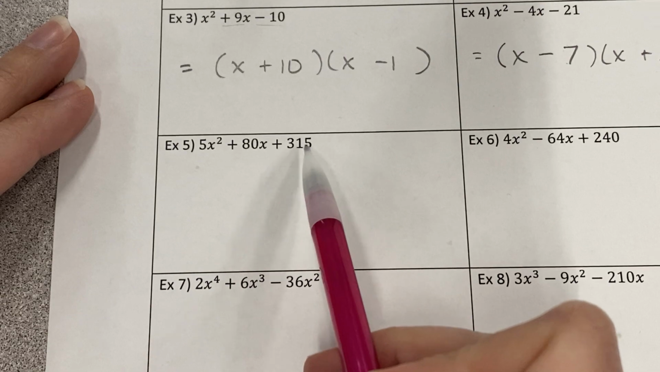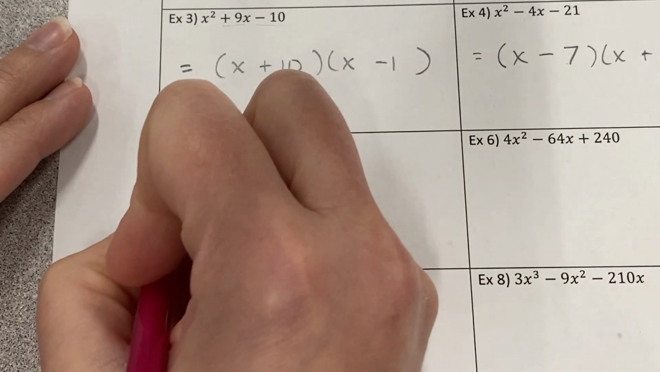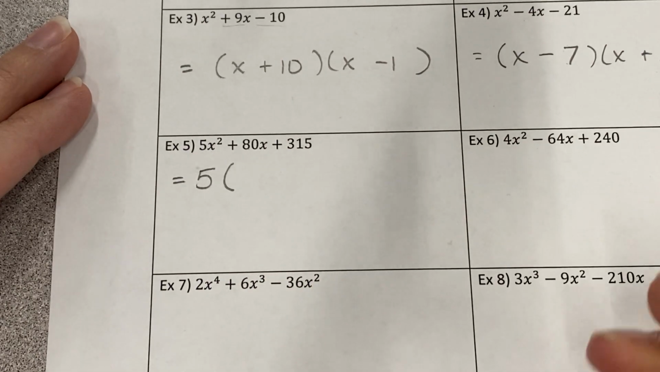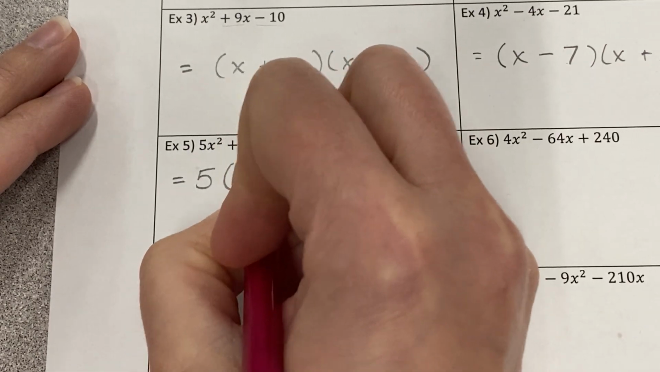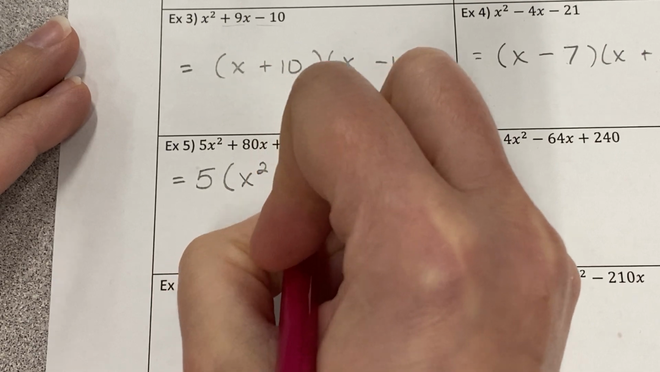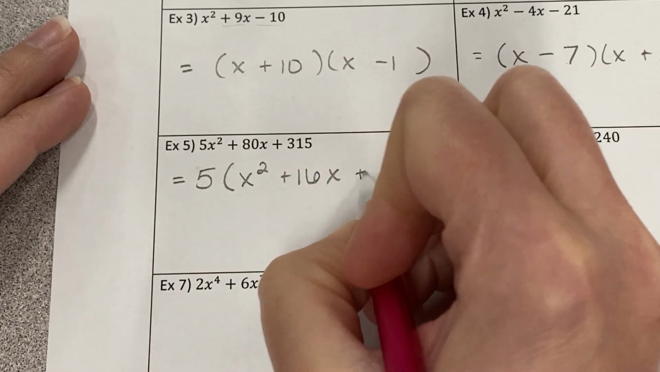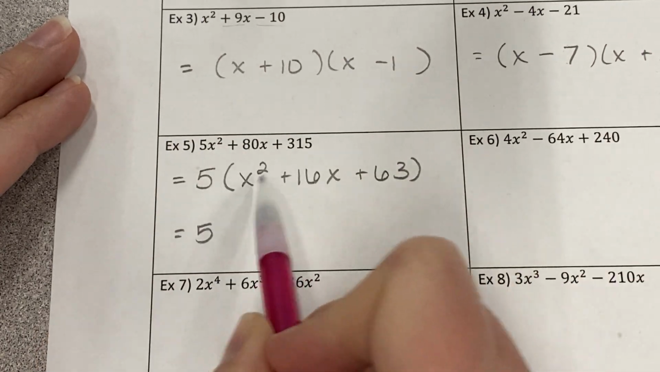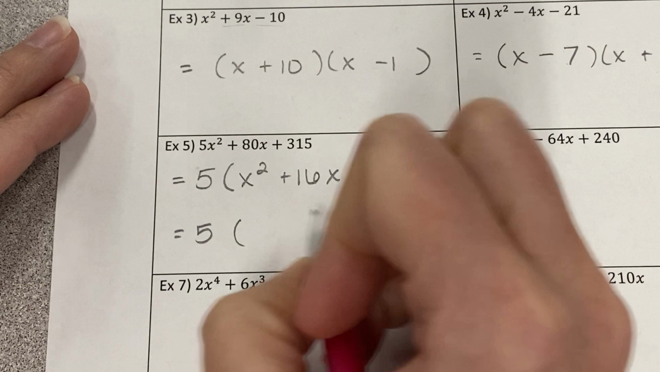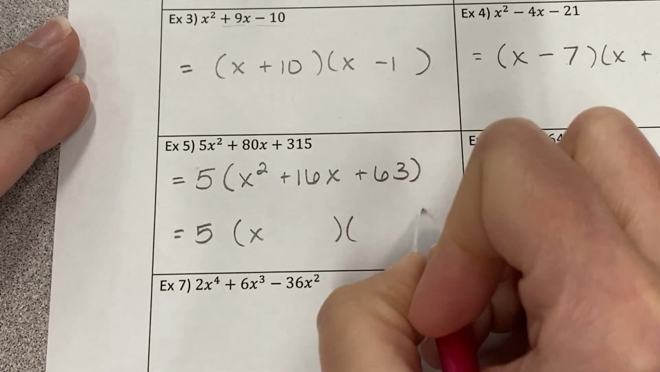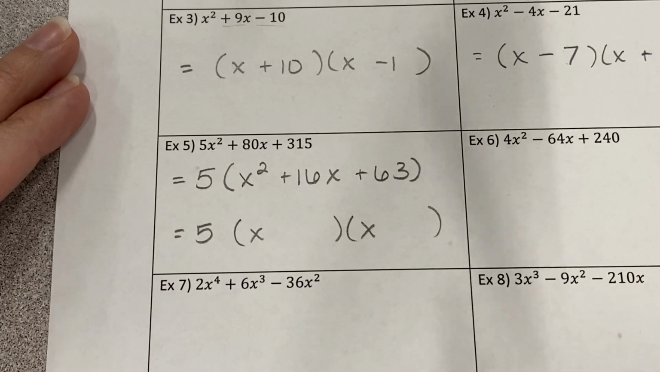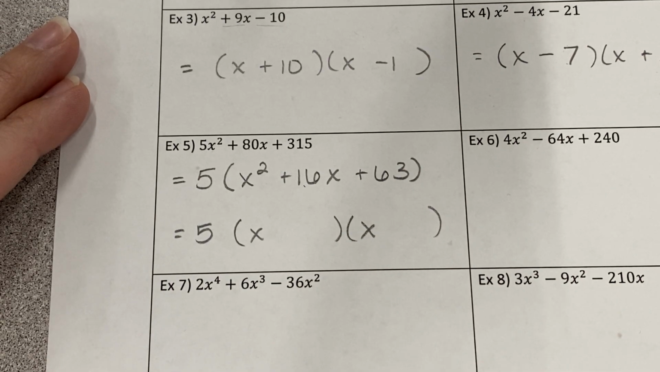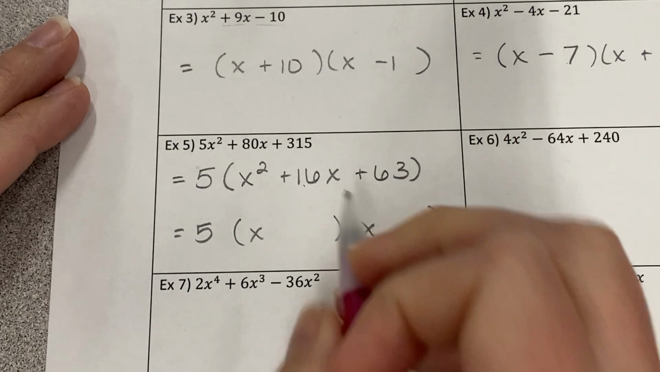Okay, example 5. GCF. Yes. I have a GCF of 5. Okay, so I will divide each of these terms by 5, and that gives me x squared plus 16x plus 63. And now I'm going to factor this trinomial like I've been doing. I'm going to set it up here. I need two numbers that when I add them, I get 16, and when I multiply them, I get 63. So that's positive 7 and 9.